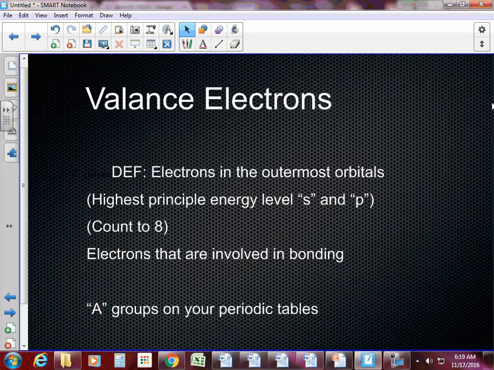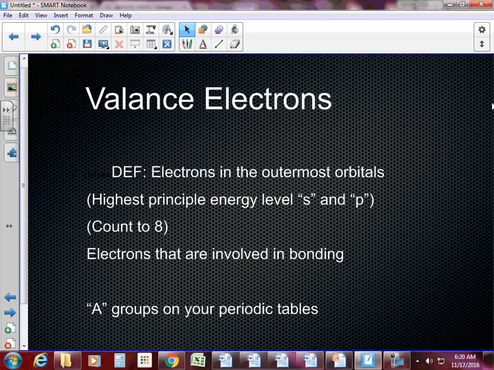The maximum amount of valence electrons that you can have is 8. So you can't have any more valence electrons than 8. If you do, you've done something wrong. So 8 is the magical number. And the reason why these are important is because they are involved in bonding.